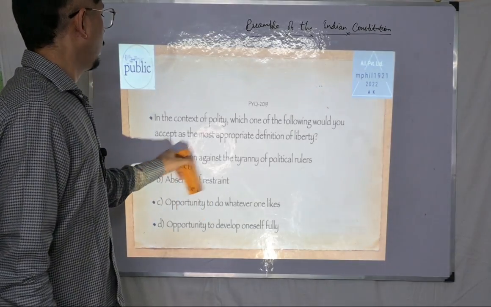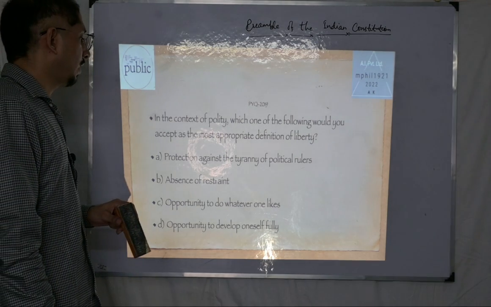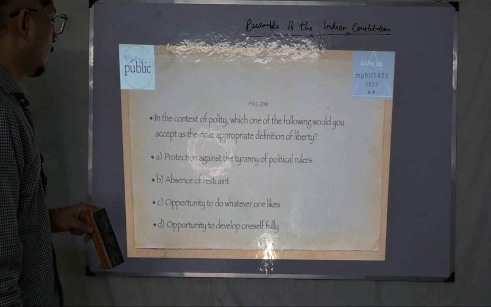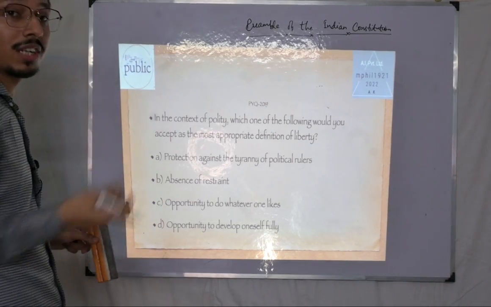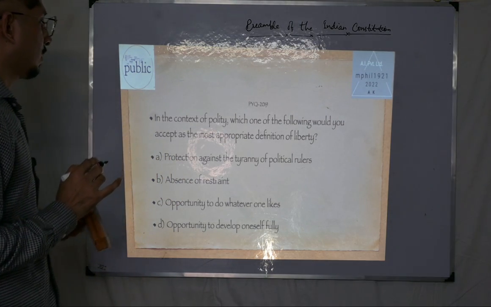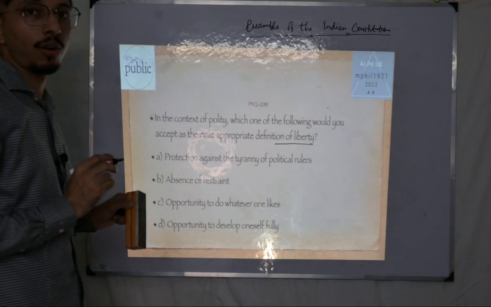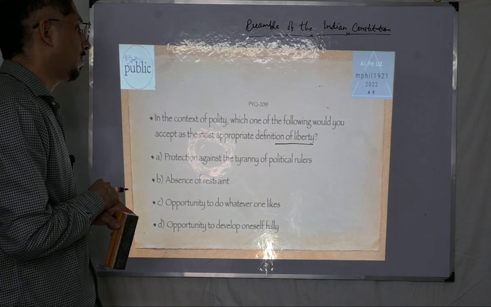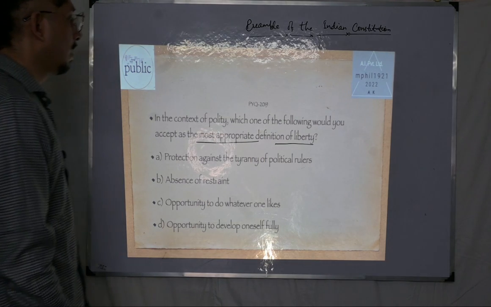Again, look at this question. In the context of polity, which one of the following would you accept as the most appropriate definition of liberty? Protection against the tyranny of political rulers; some people might say this is true, as it makes sense of restraint also. Or opportunity to do whatever one likes; or an opportunity to develop oneself fully. This question requires philosophical understanding of the Indian Constitution and political concepts. You need to understand what the most appropriate definition of liberty is.